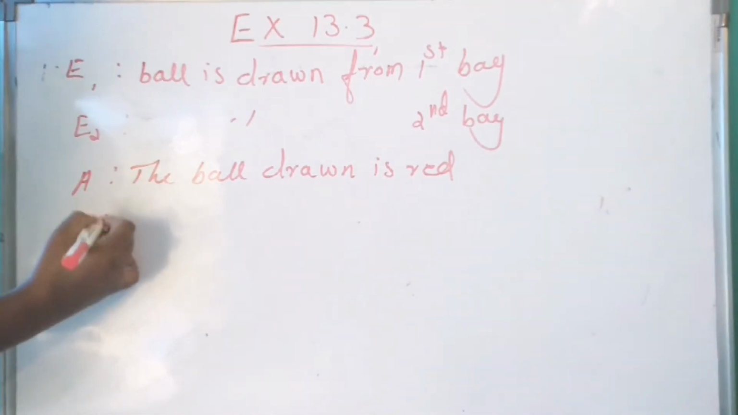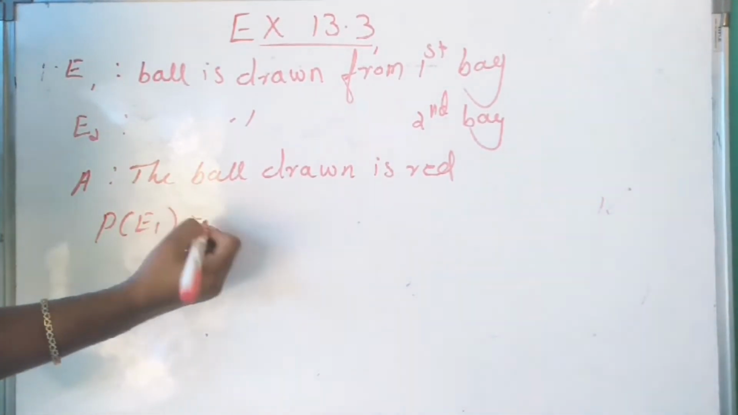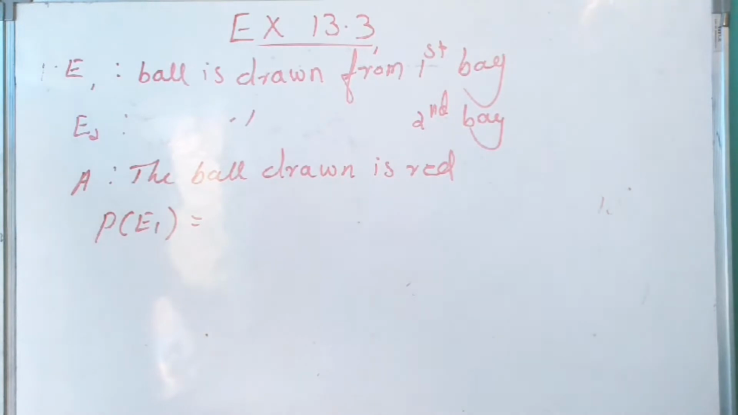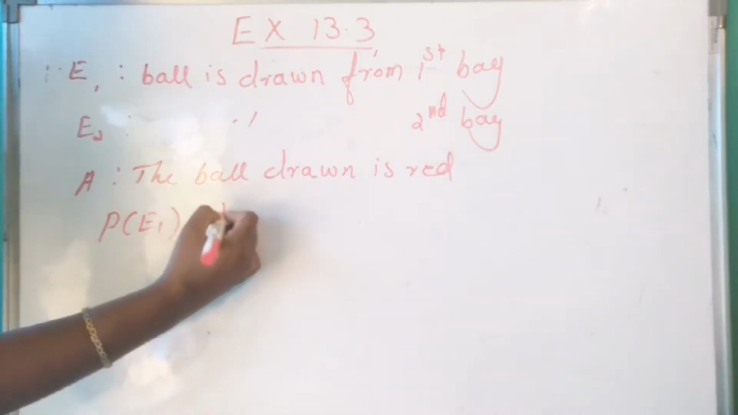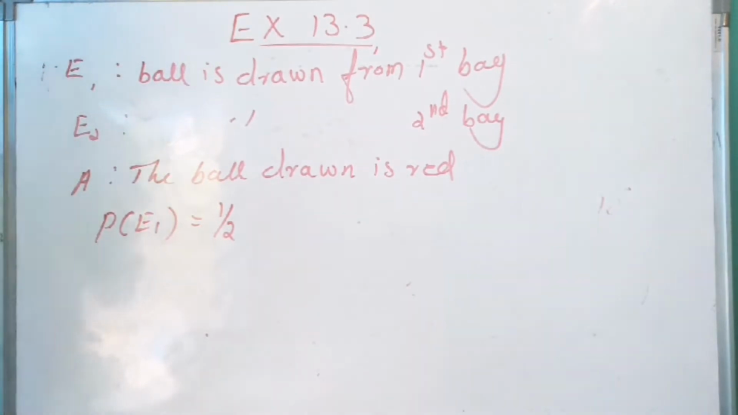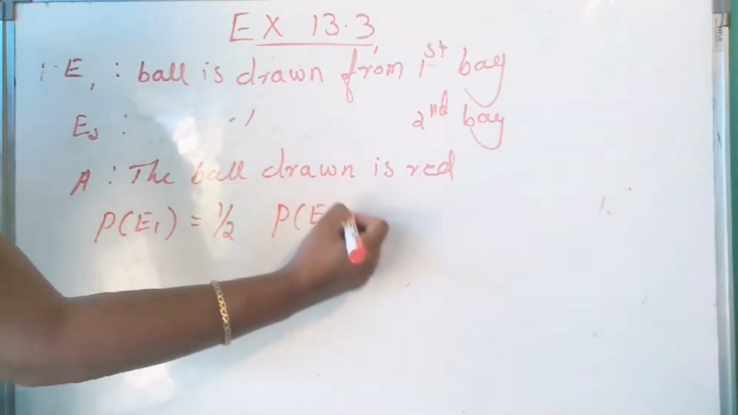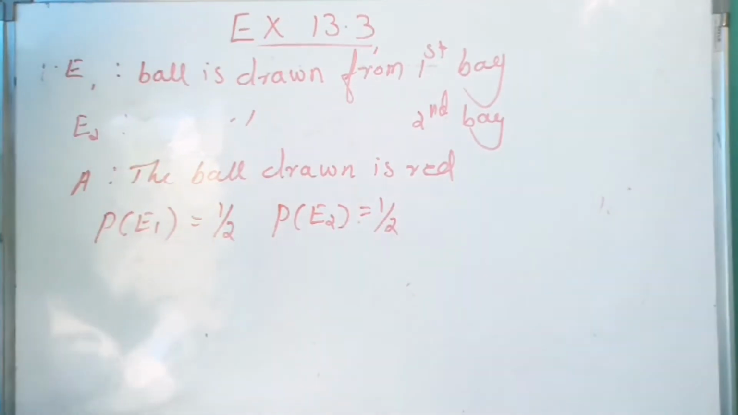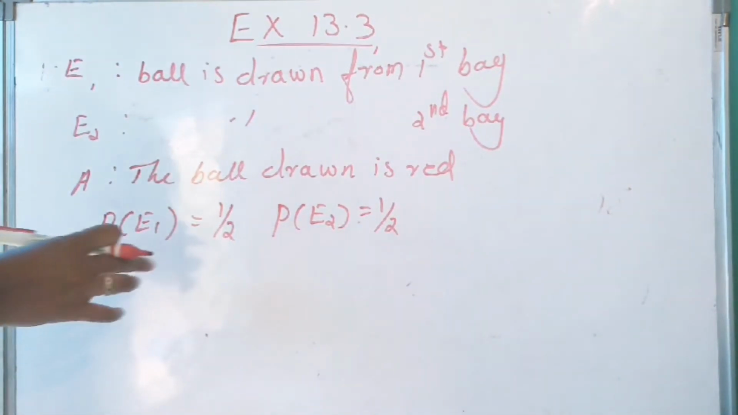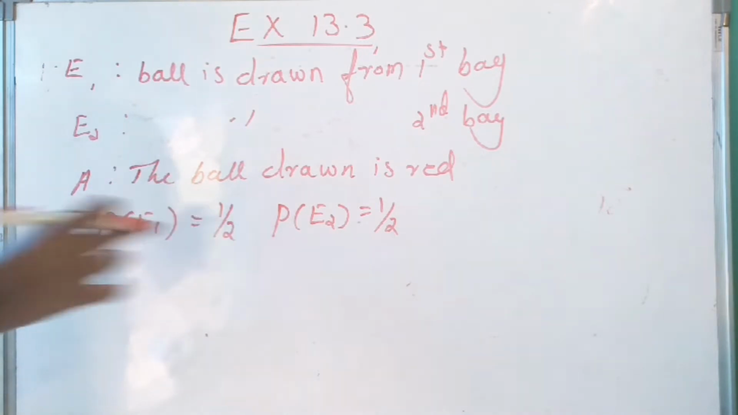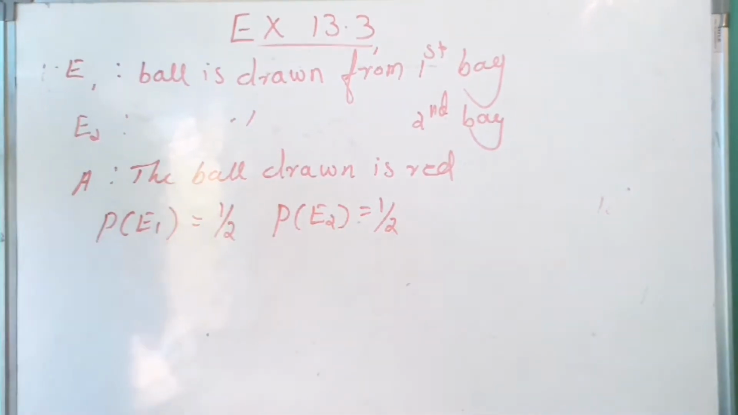Now, we have 2 bags. Then P of E1 means the probability of getting a ball from first bag. That is 1 by 2 because we have only 2 events. So 1 by 2. And P of E2 is also 1 by 2. 2 bags we have. What is the probability of choosing first bag? That is 1 by 2. And what is the probability of choosing second bag? That is also 1 by 2.